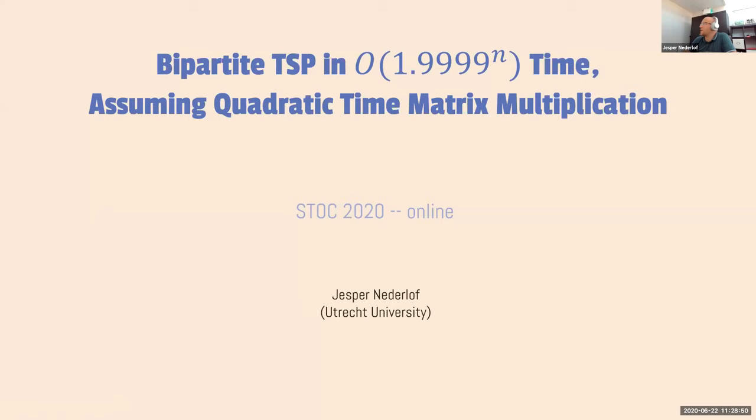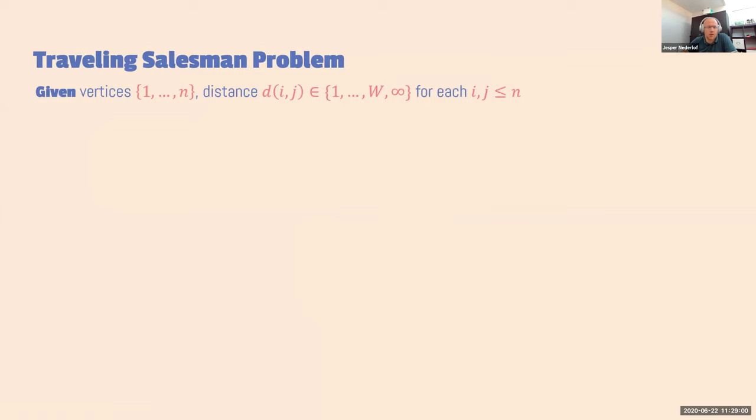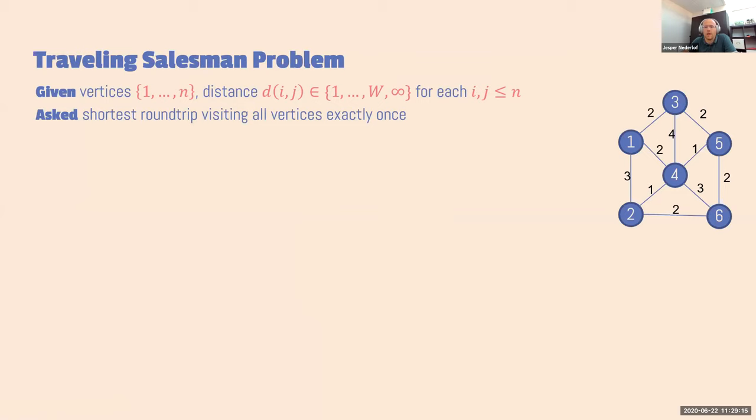All right, I guess I can start already. So my talk is about bipartite TSP. In my version of the traveling salesman problem, we are given n vertices, and between each pair of vertices, we're given a distance, which for me is an integer between 1 and capital W, or infinity. And the question is to find the shortest round trip that visits all the vertices exactly once. So here's an example, and here's the shortest tour.